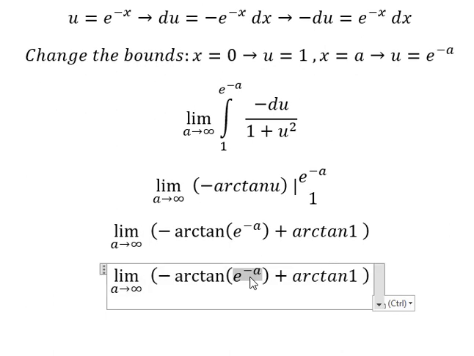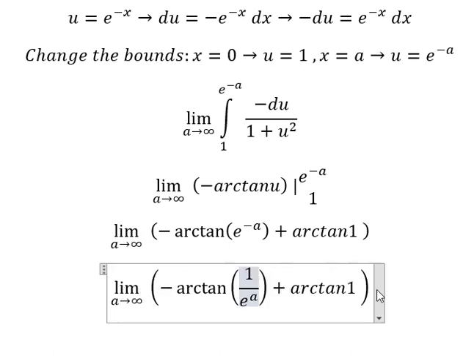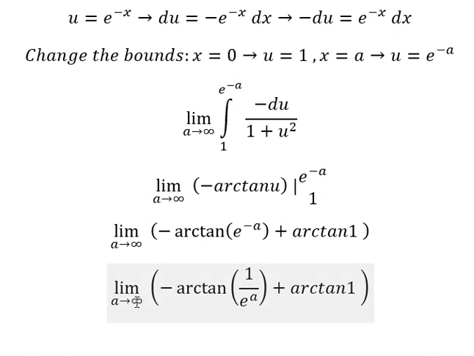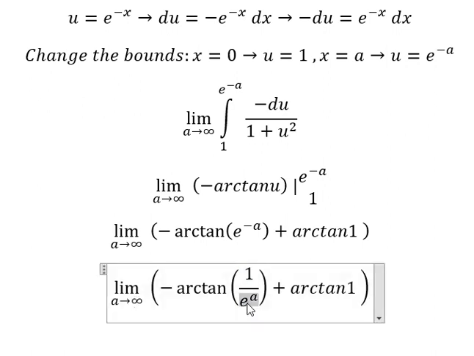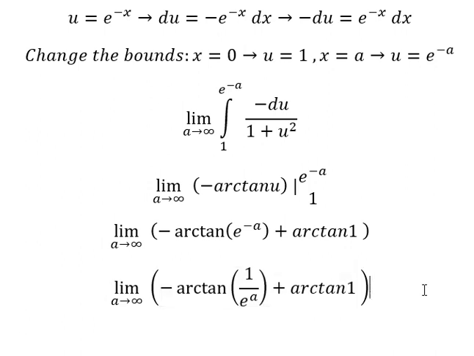So this one we change to 1 over e to the power of b. So when b approaches positive infinity, this one will go to positive infinity. 1 divided by positive infinity, you get 0. And now we have it like this.